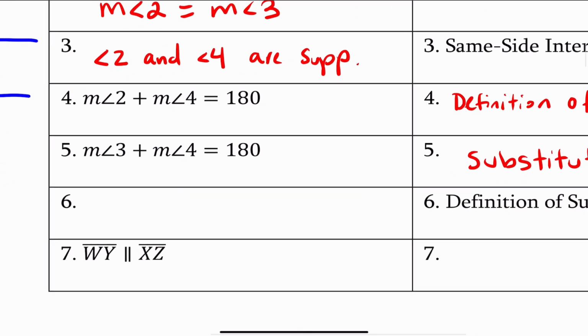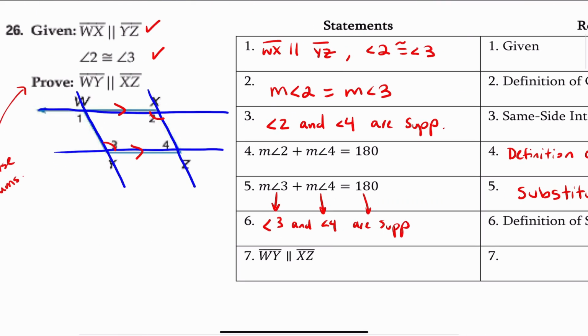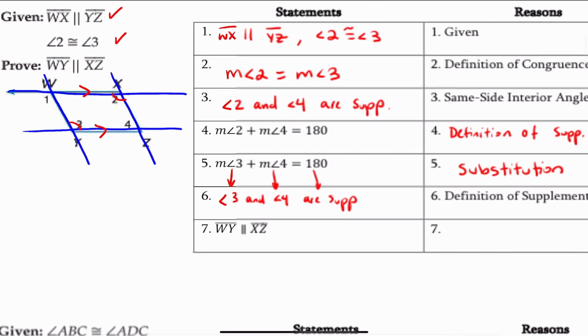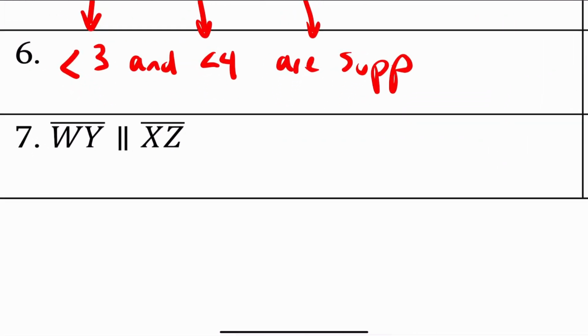So I'm going to write angle 3 and angle 4 are supplementary. And if angle 3 and angle 4 are supplementary, then that means that 3 is involved with this line, 4 is involved with this line, and these two angles share the same transversal and they are on the same side. So that means that with one of our converse theorems, we can tell that these lines are parallel.